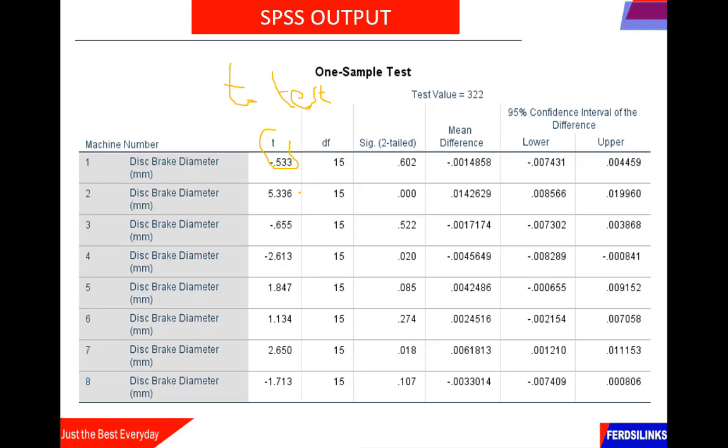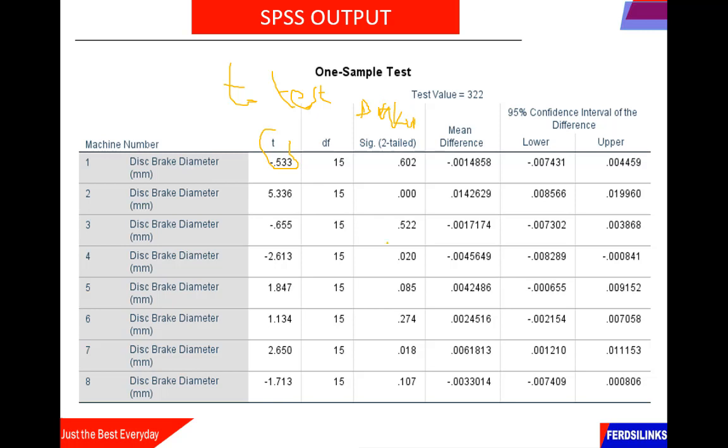But if your degree of freedom gives you the t calculated to be greater than the table value, then your test is significant. That is one way. The second thing is to use the p-value, which is the probability value.